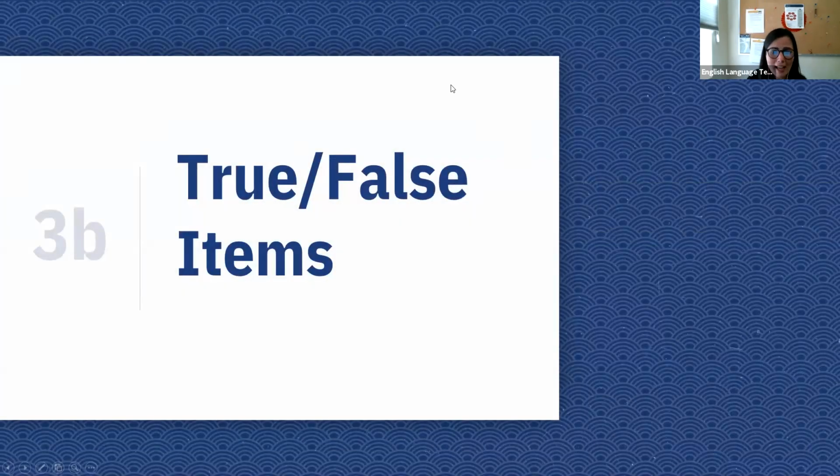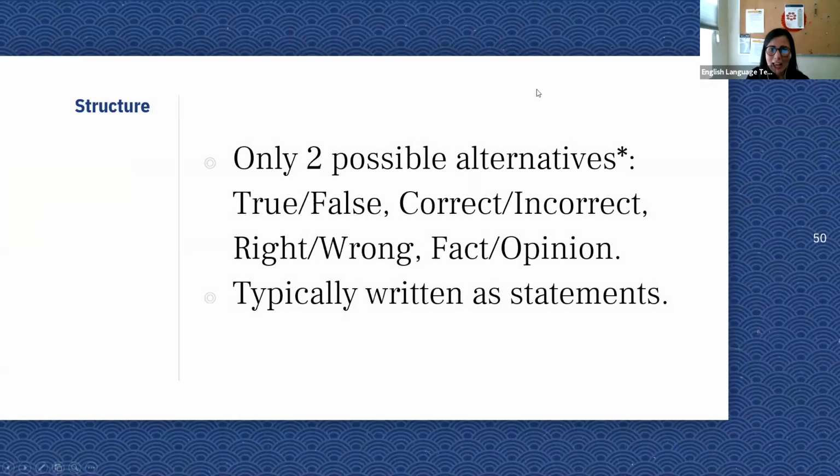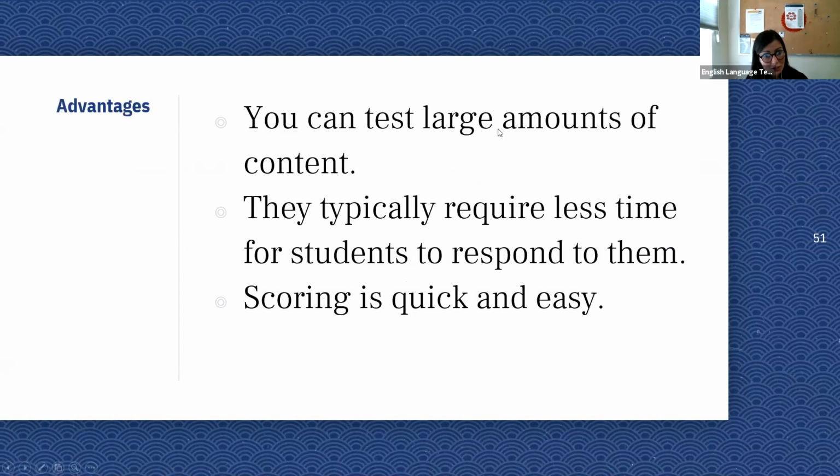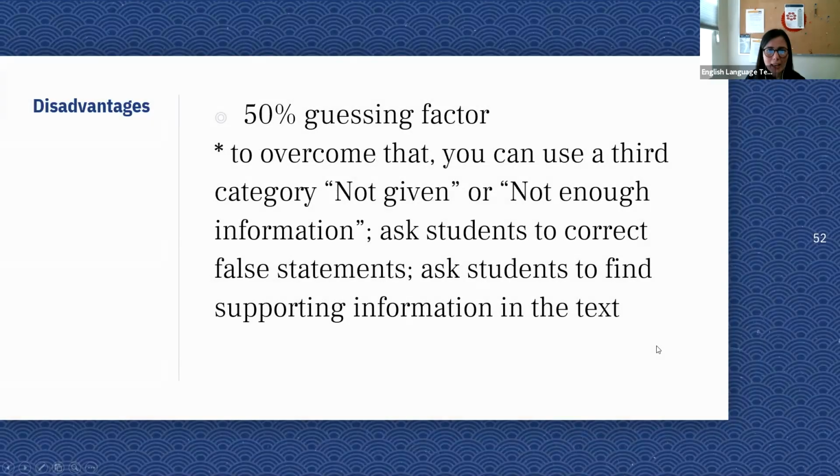So for true or false items, usually there are two possible alternatives, right? But I put an asterisk here because you can also have true, false, not given, right? Or not enough information. And they're typically written as statements. You can test large amounts of content. They typically require less time. Scoring is also quick and easy. But especially if you have only true or false, there's a 50% guessing factor, right?